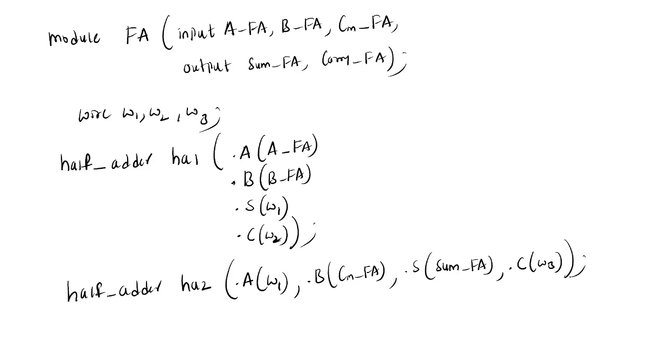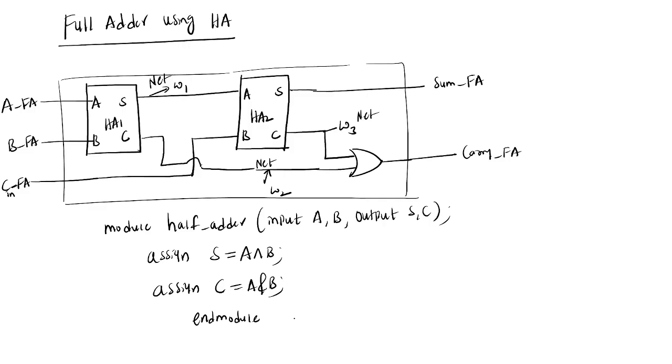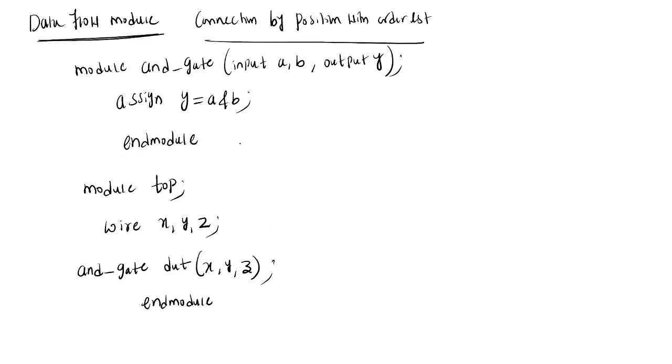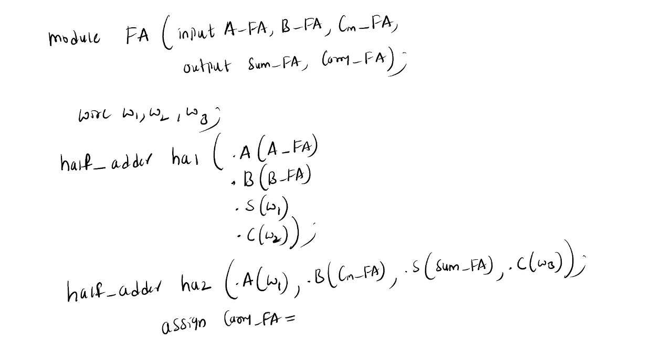Next, I'm using a continuous assignment statement: assign carry_FA equal to W2 OR operation with W3, and end module. Did you understand how I'm writing, how I'm using the connection by name?